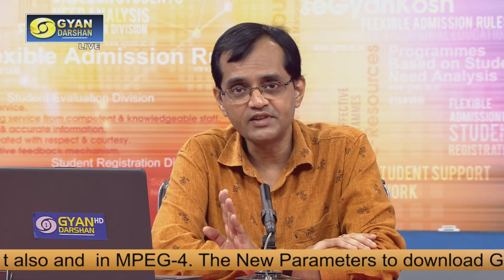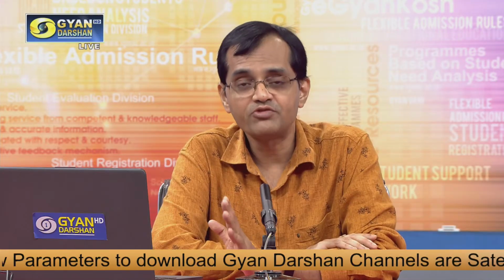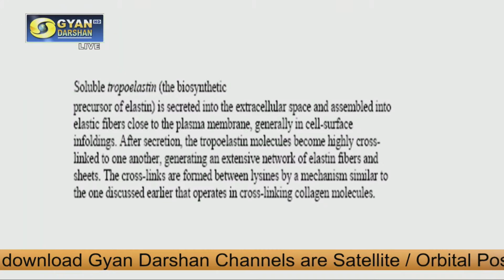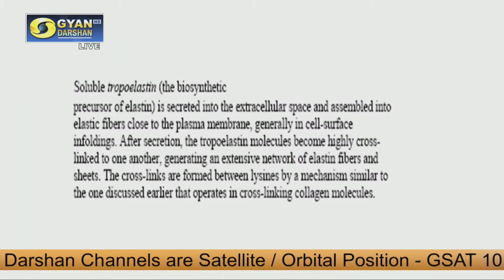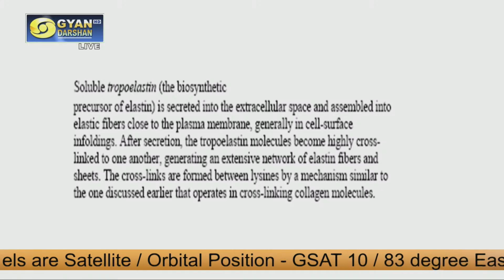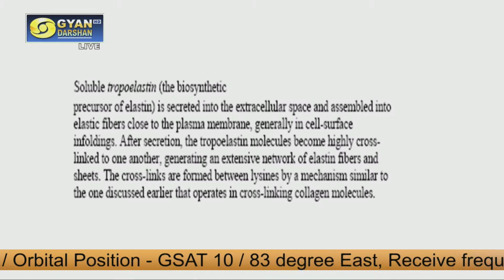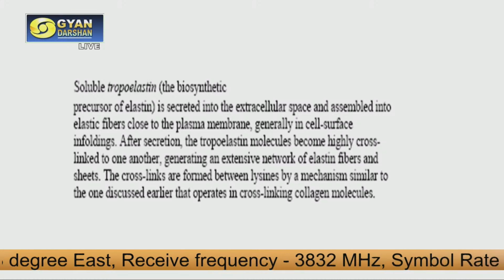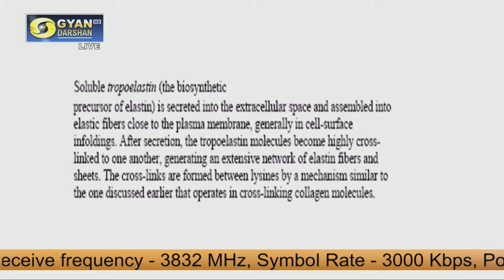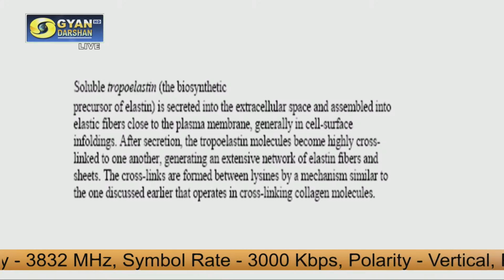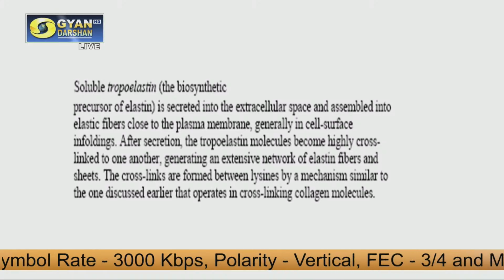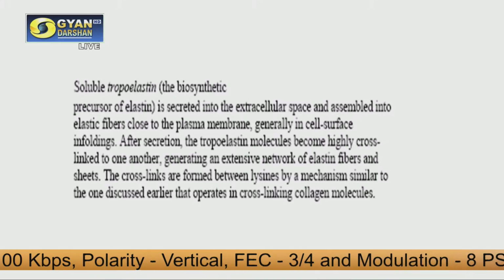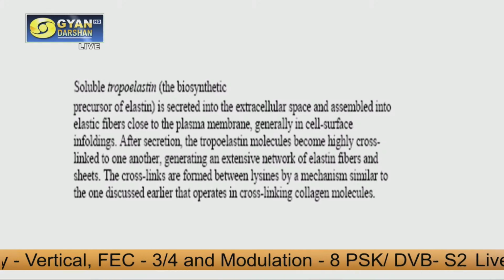Now, in case of elastin, the earlier form of elastin is tropoelastin, the precursor of elastin, you can say. They are secreted into the extracellular space and assembled into elastic fibers close to the plasma membrane, generally in cell surface enfoldings. After secretion, the tropoelastin molecules become highly cross-linked, generating an extensive network of elastin fibers and sheets.